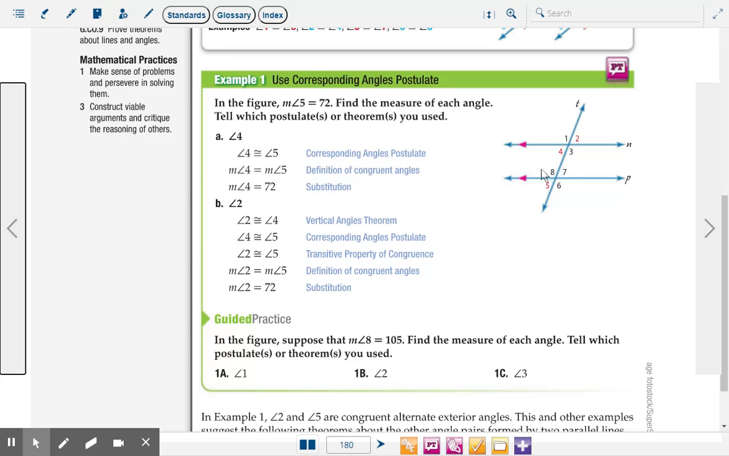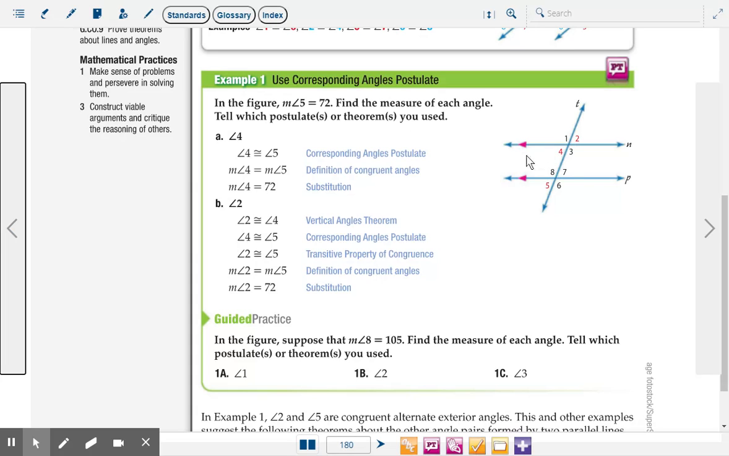But watch this. If 8 is 105, 7 and 8 are a linear pair. That means together they add up to 180. Well, if this is 105, 180 minus 105 means 7 is 75 degrees. 7 is 75 degrees. 5 is its vertical. It's also 75. 75 for 7. 2 is its corresponding, so 2 will be 75 degrees. And 2 and 4 are vertical, so 4 is 75 degrees.